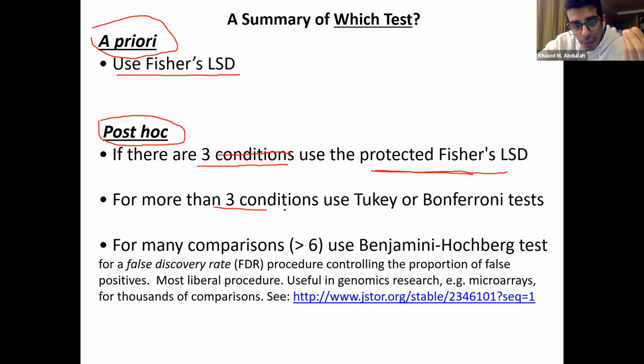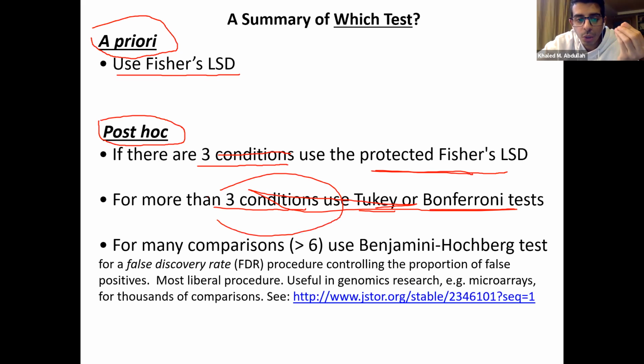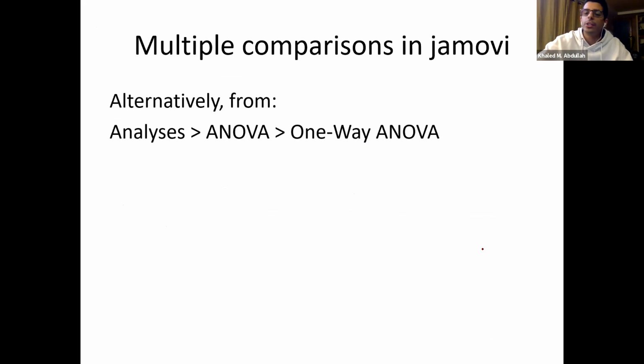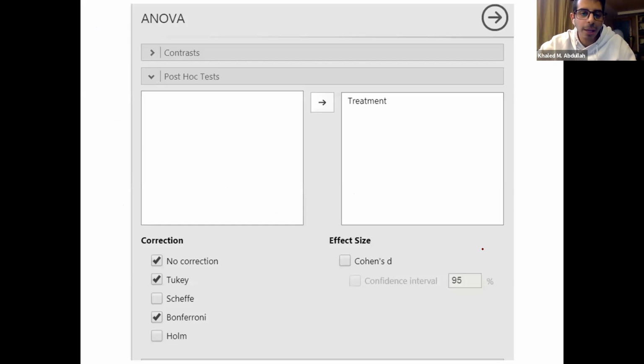However, if you have more than three, you use Tukey or Bonferroni. Memorize that. I'll explain in a second why that is, what Tukey and Bonferroni do, and why you use them when it's more than three groups, like 4, 5, 6, 7. If you had more than 6, you use something called Benjamini-Hochberg. Okay. Now, why is this the case? Why don't we just do Fisher's? Why do we have Benjamini-Hochberg, and why do we have Tukey and Bonferroni?